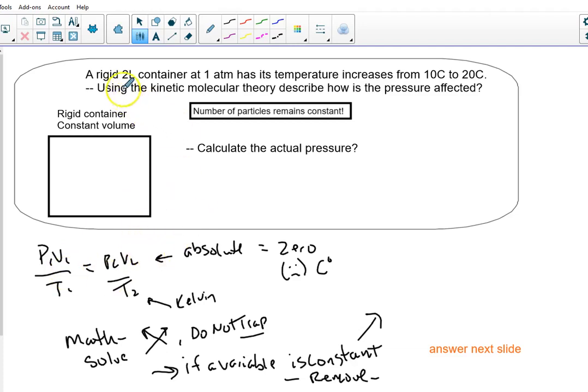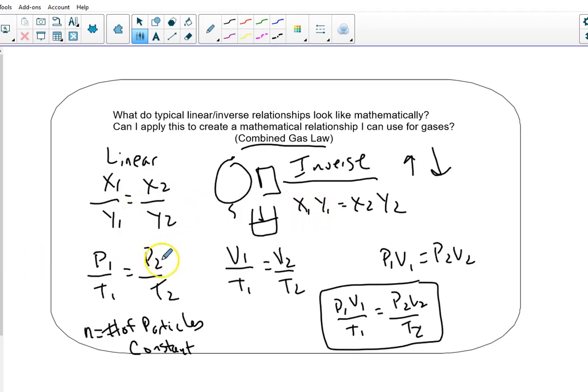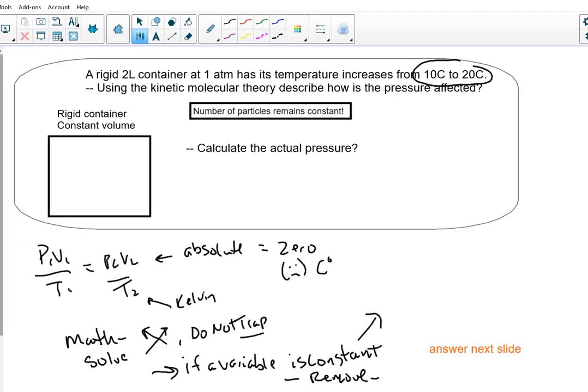The volume is 2 liters. You have 1 atmosphere, and the temperature goes from 10 to 20. In this case, we're always looking for linear proportions. All of these examples are just proportions. So the question is, if I double my temperature from 10 to 20, does the pressure double? And the answer technically is yes. This is an important question, trying to get you to realize that if I double my temperature, I double my pressure.